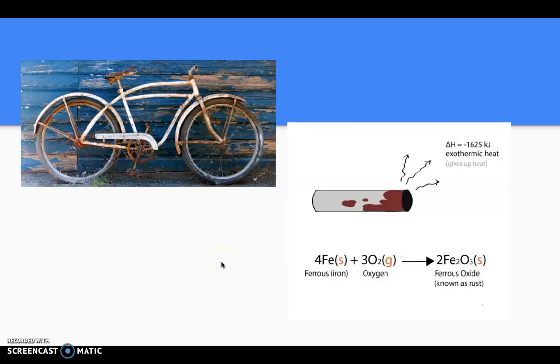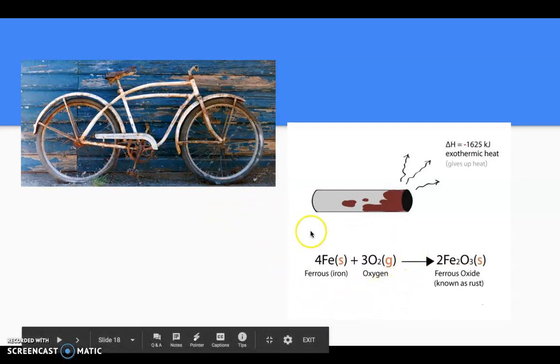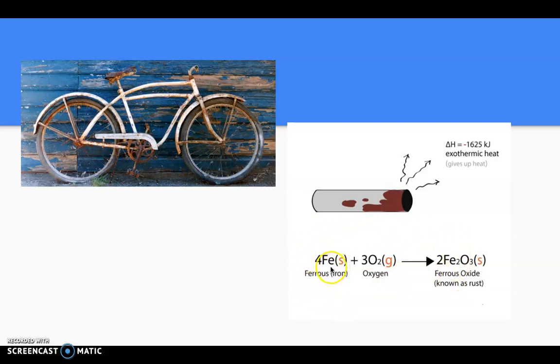All right, so one classic example is rust, and we can use rust to prove the law of conservation of matter to be true. So you leave your bike out for too long outside, the oxygen can cause the metal on your bike to rust. So this is a chemical equation. And what it's telling us is that there's a certain amount of atoms in matter.